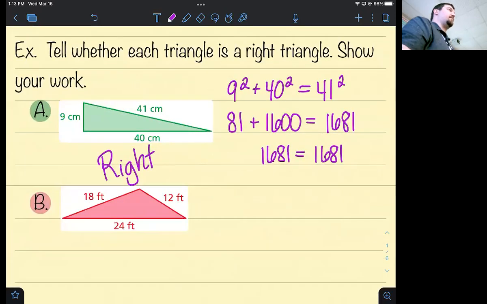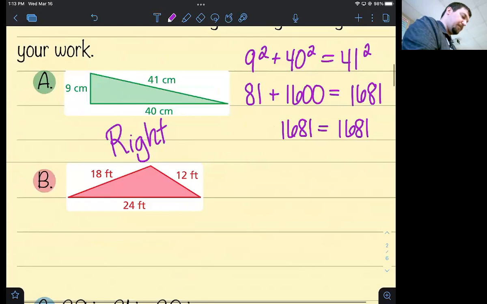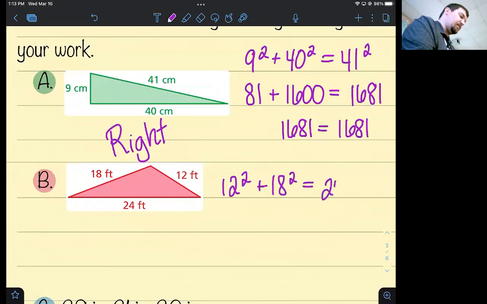What about example B? Doesn't look like a right triangle. Let's find out for sure. If it were a right triangle, 12 squared plus 18 squared would have to equal 24 squared. Because 24 is our longest side. We know the hypotenuse would have to be the longest side here.